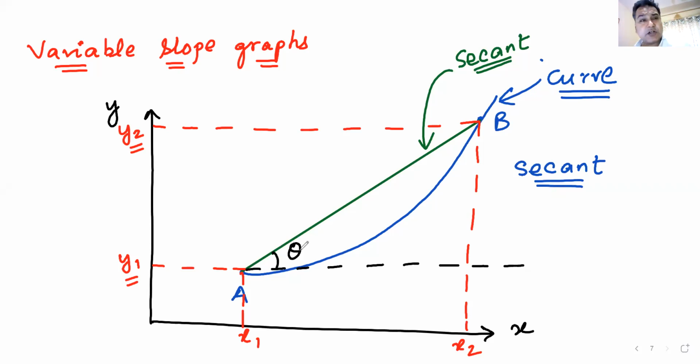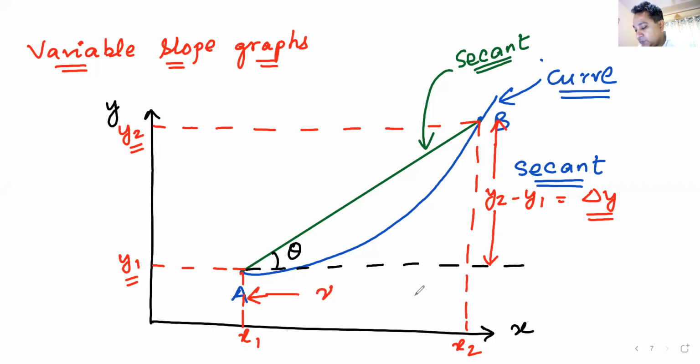I can find out the value of tan theta. How will I get the value of tan theta? So I will find out the value of this line, this side. That will be equal to y2 minus y1. Yes or no? And this y2 minus y1 can be written as delta y. We have already seen that. Change in the value of y.